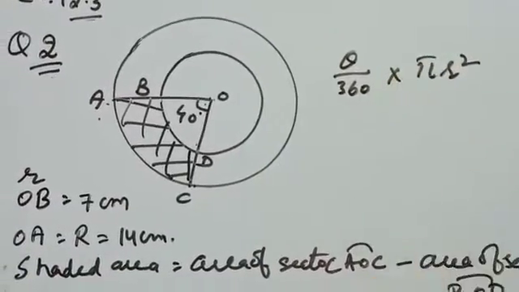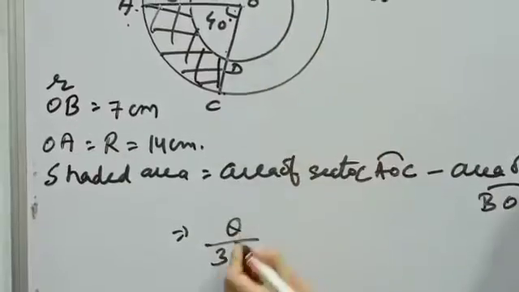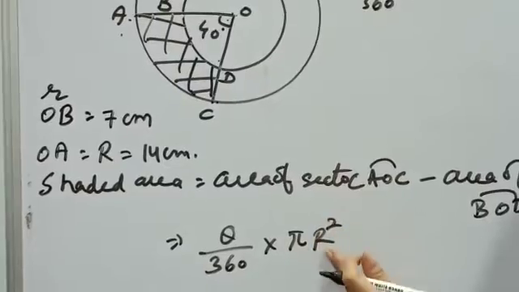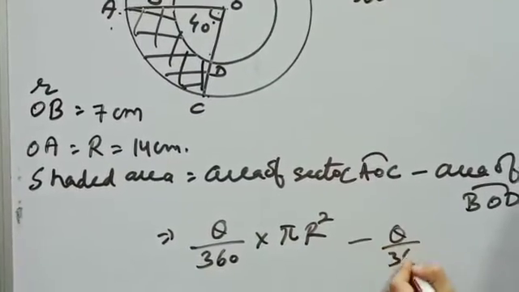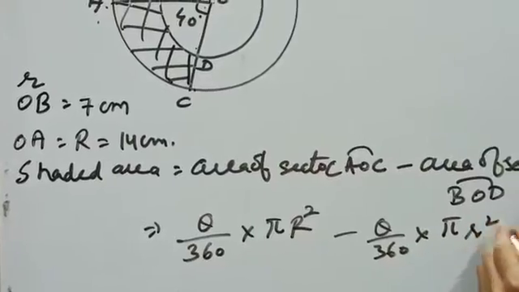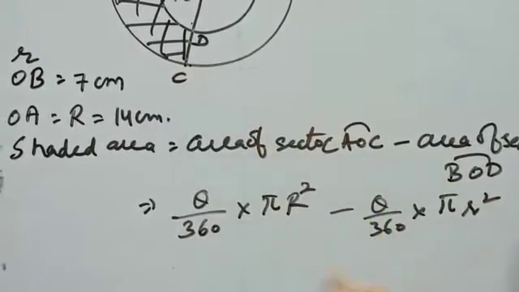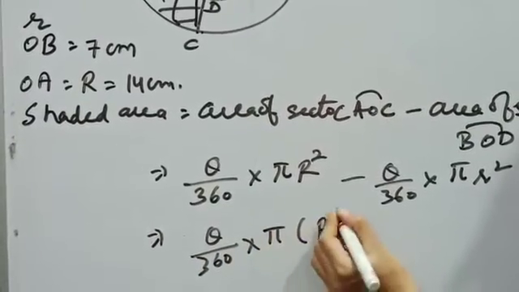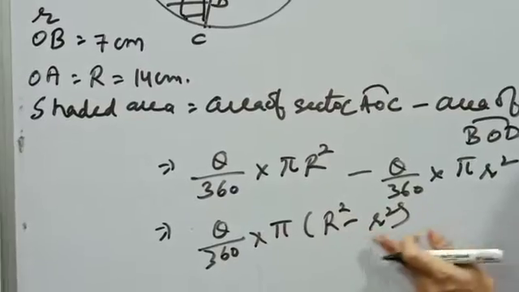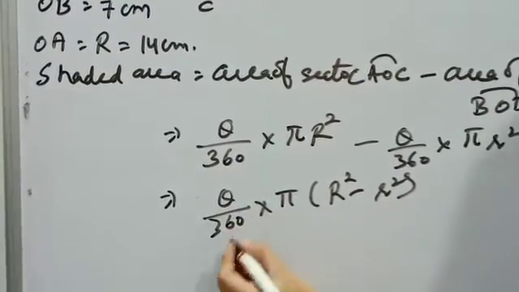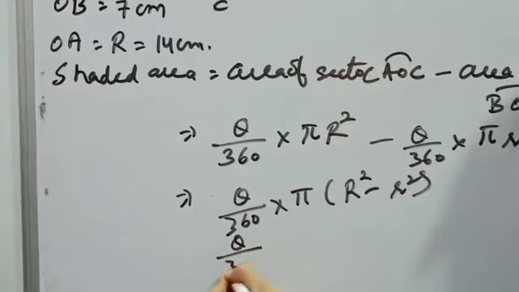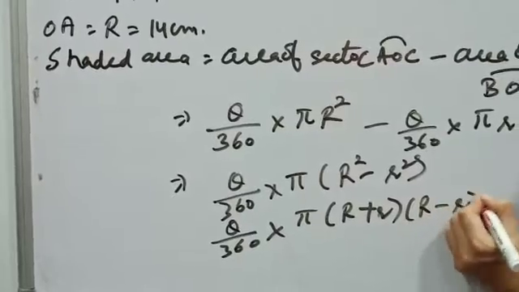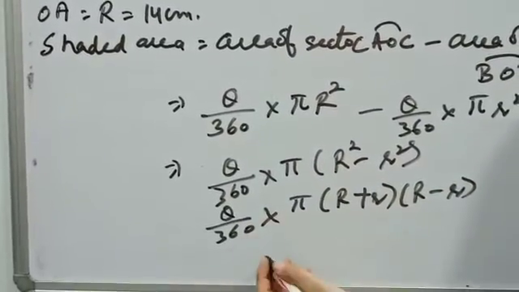Now theta is already given. So theta upon 360 into pi for the outer sector, that's why capital R square, and theta upon 360 into pi for the inner circle, that is small r square, as we have denoted. So we can take theta upon 360 into pi common, and it is left as R square minus r square. We can use the identity a square minus b square. So we will write theta upon 360 into pi into (R plus r) and (R minus r). The remaining values you fill in and do the calculation.